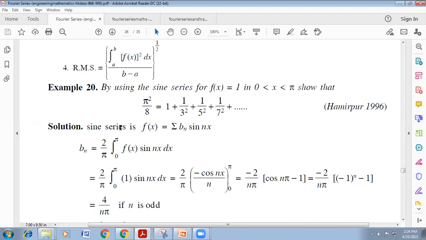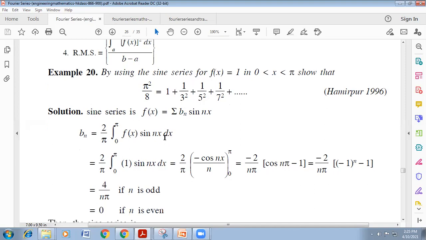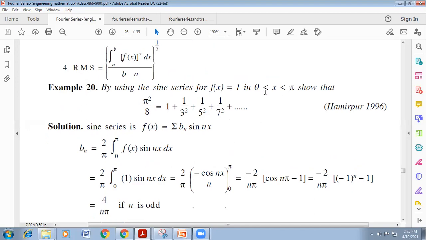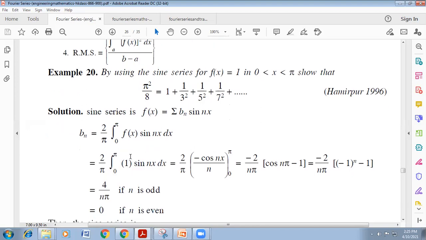For the sine series, f of x equals summation b n sin nx. Now b n equals, you must know, 2 by pi integral from 0 to pi of f of x sin nx dx. The sine coefficient b n equals 2 by pi times the integral from 0 to pi, where f of x is given as 1, so 1 into sin nx dx. Now the integration of sin nx is minus cos nx, dividing by the coefficient of x, that means n. The integral limit will be 0 to pi, where pi is the upper limit.